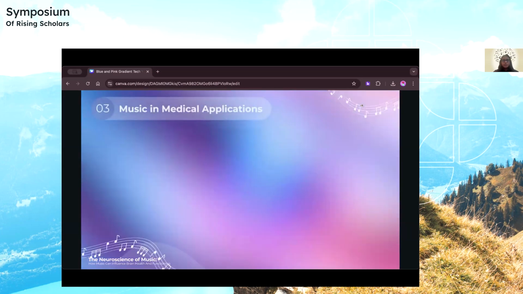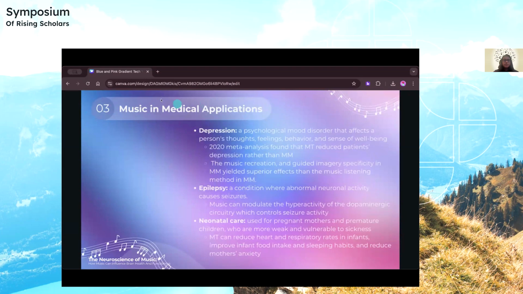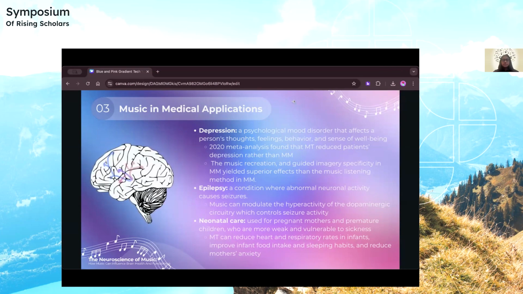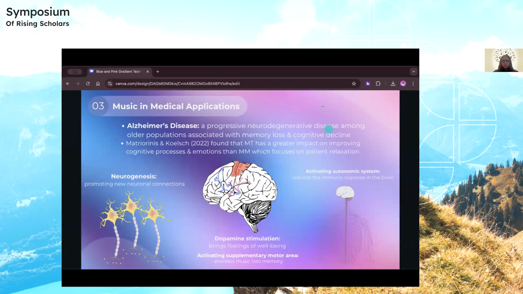Now, here are some other conditions that music is being researched for its effects. For depression, we know that music therapy is more influential than music medicine. And for epilepsy, where we have a lot of seizures because there's too much dopamine activity and too much neuronal activity, music has been able to modulate the hyperactivity of this circuitry that you see right over here and help individuals.